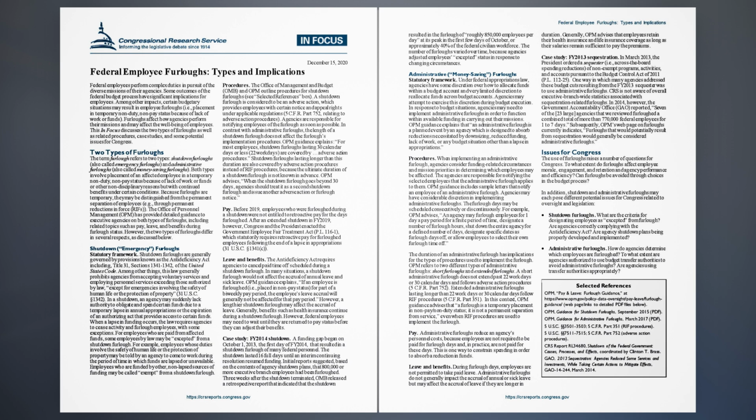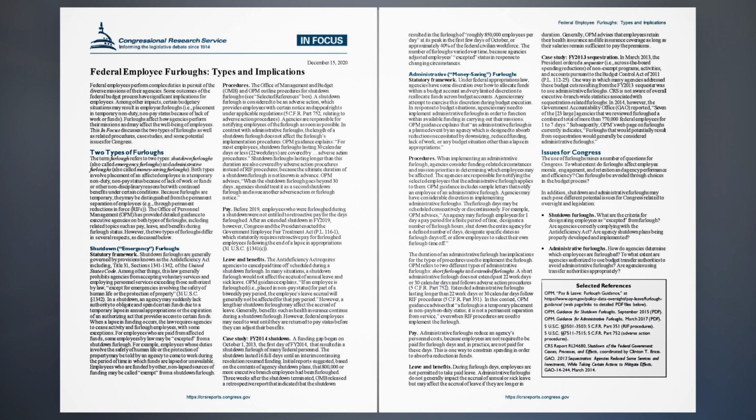The furlough days may be scheduled consecutively or discontinuously. For example, OPM advises, an agency may furlough employees for 1 day a pay period for a finite period of time, designate a number of furlough hours, shut down the entire agency for a defined number of days, designate specific dates as furlough days off, or allow employees to select their own furlough time off.